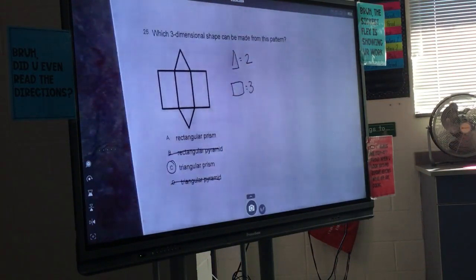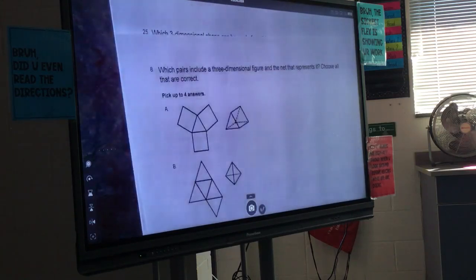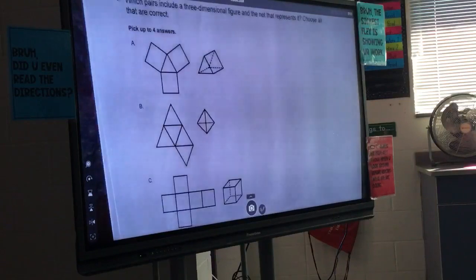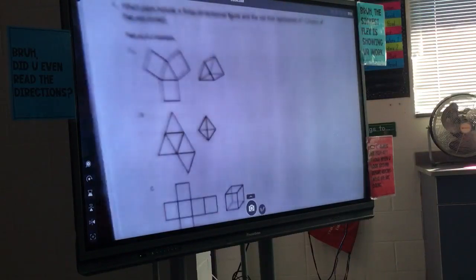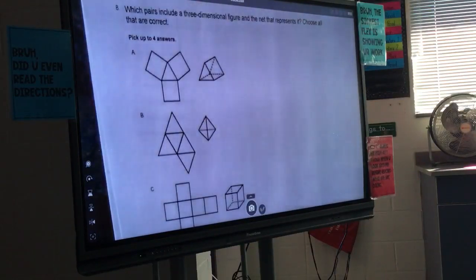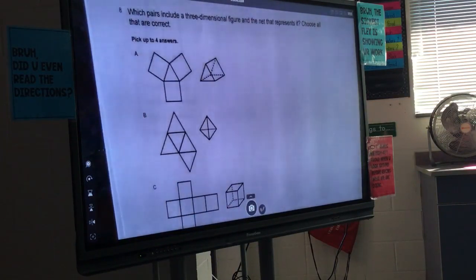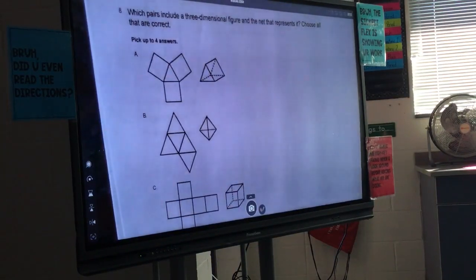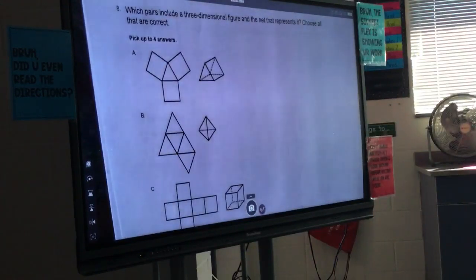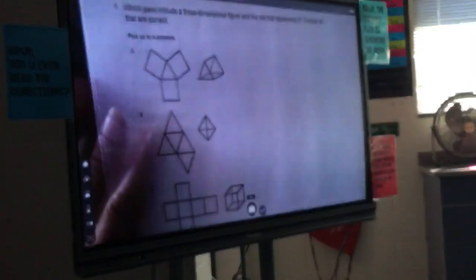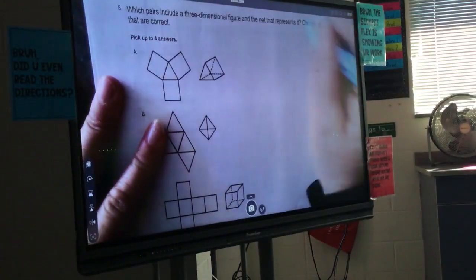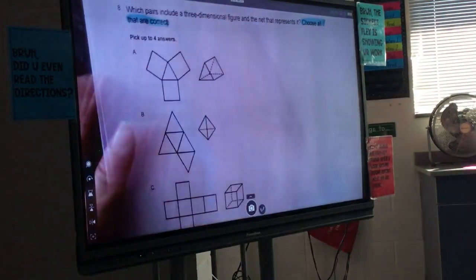Let's go to number eight. You had that one? Okay. All right. So number eight says, which pairs include a three-dimensional figure and the net that represents it? Choose all that are correct. So when it says all, that is telling me that there is a chance that there is more than one that I'm going to pick.